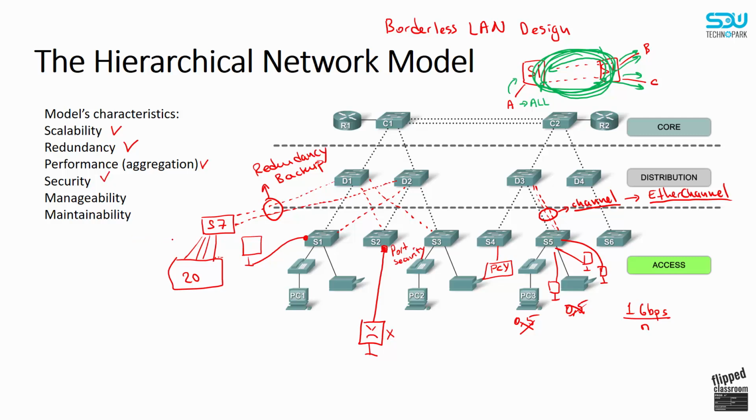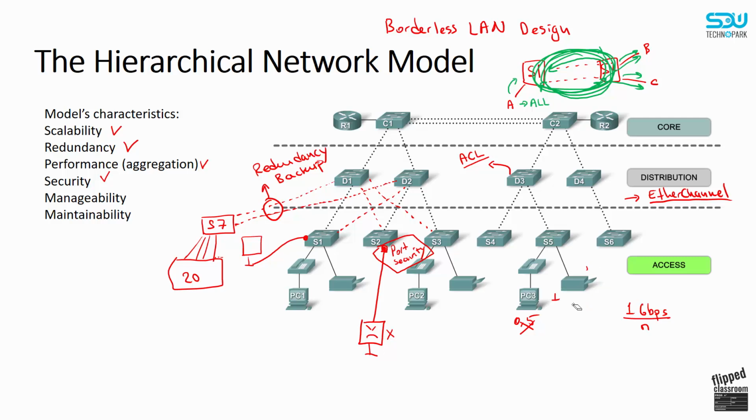What about security? We already mentioned that we have port security here. Port security can be configured on the access layer switch, and in the distribution layer switch we are able to configure a filtration called ACL, access control list, which can provide filtration between networks and between separate hosts.